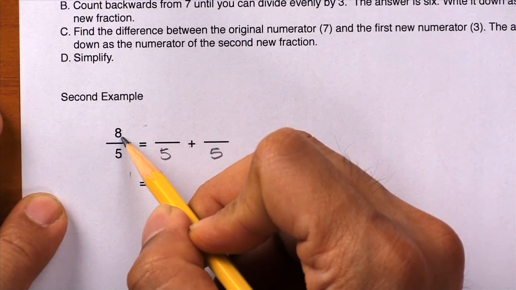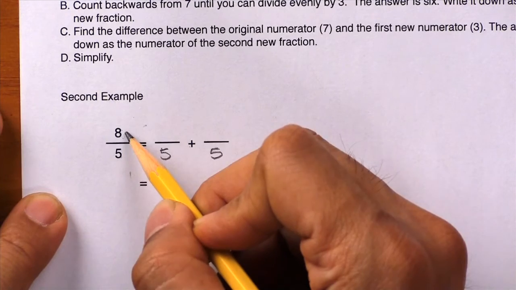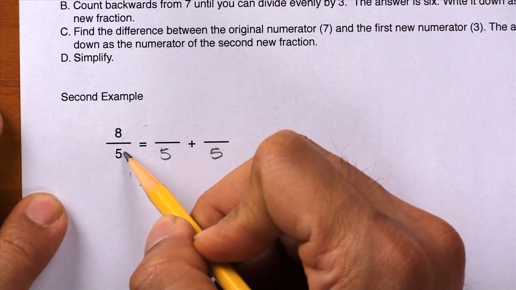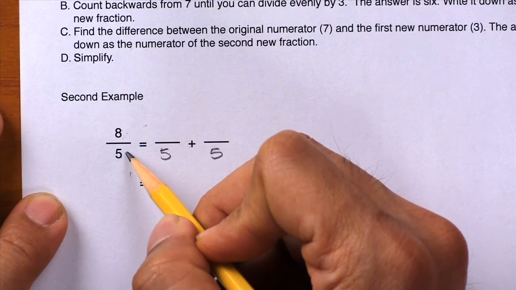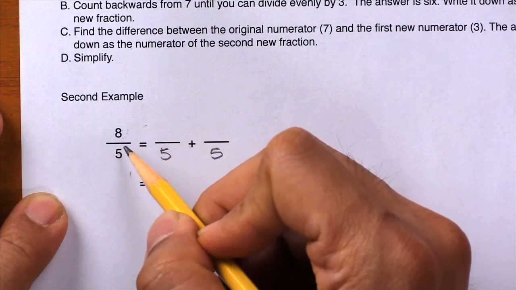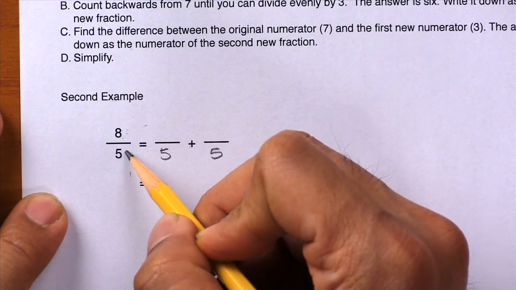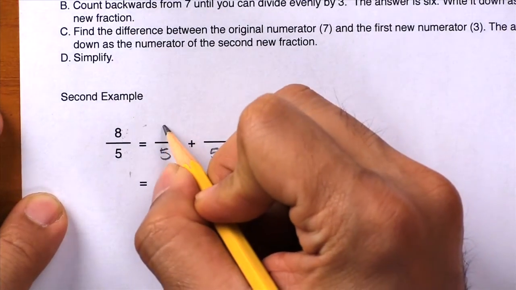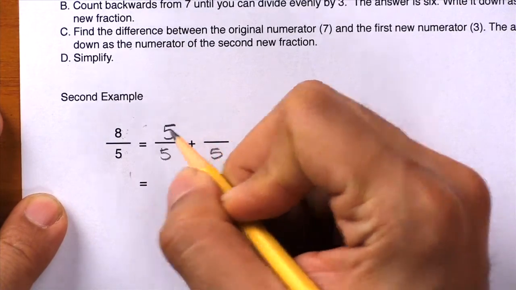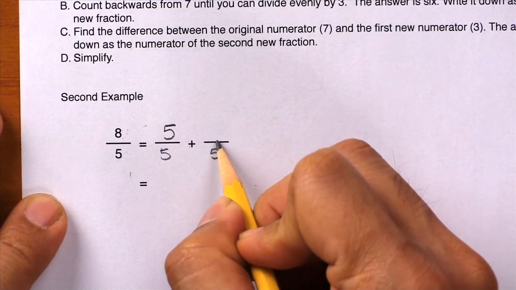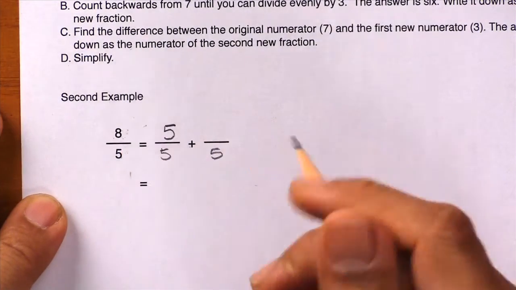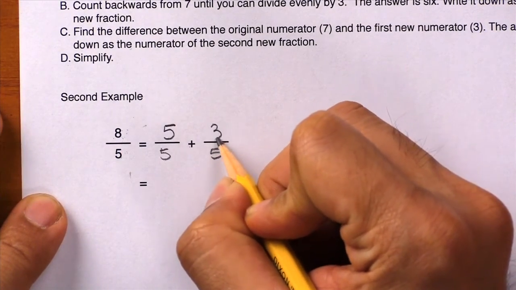Counting backwards, next is 7. Can you do 7 divided by 5? No, keep counting backwards. 6 divided by 5. That doesn't work, so keep going backwards. 5 divided by 5. Can you do that evenly? Yes. So write down the 5 right away. Now, 5 plus what number will give you 8? And the answer here is 3.